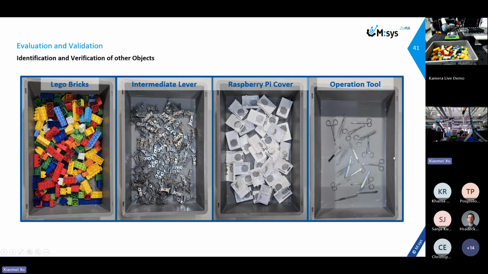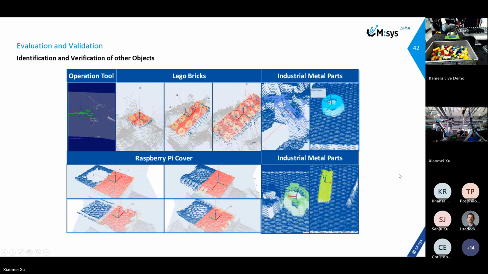We benchmark the industrial 3D cameras in reconfigurable setups using Lego bricks, metal parts, and Raspberry Pi cover and operation tools. Unlike the existing cluttered picking benchmark, which poorly reflects real industrial bin picking, our method reliably detects the industrial items, also those with similar geometry. For example, the Pi covers pose a challenge to a cluttered scene.